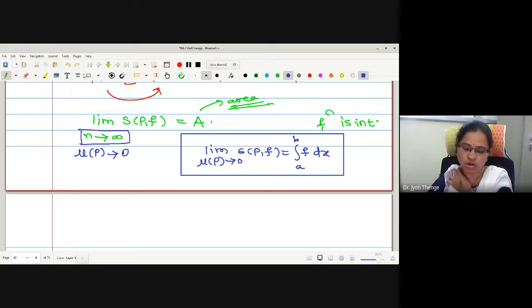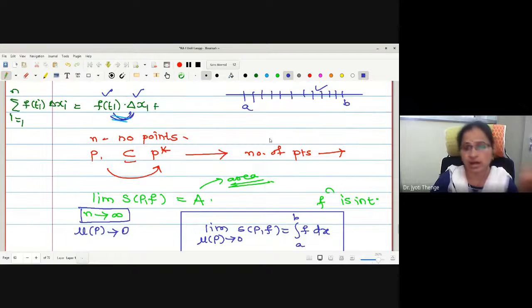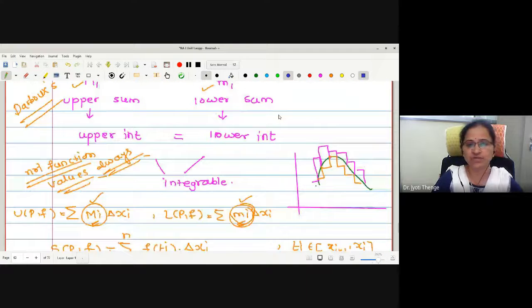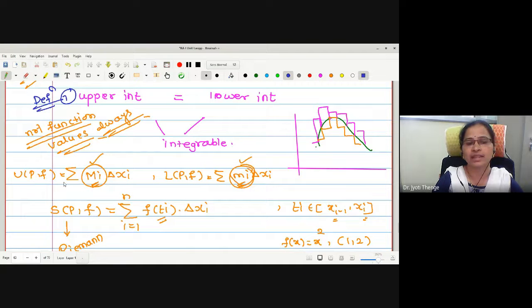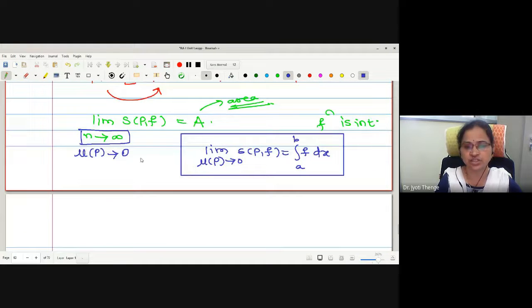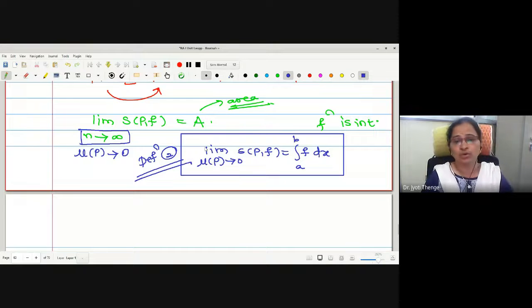Previously, we have seen the Darboux sum definition. And this is the Riemann sum definition. The earlier version we will call definition 1. Which is our definition 1? This is definition 1. Upper integral is equal to lower integral. And whatever I have written just now, we will call it definition number 2. Now one may have a question: which one to be used, or whether the two definitions are different or same.